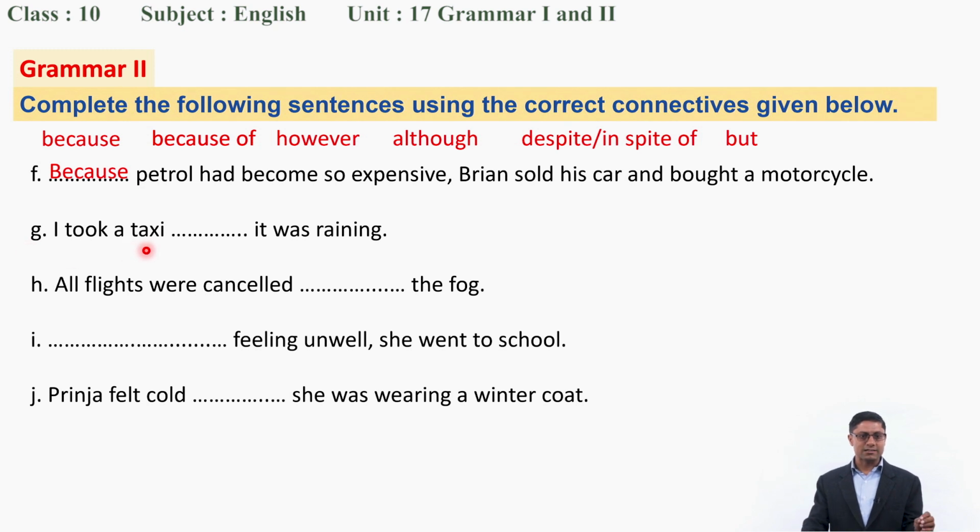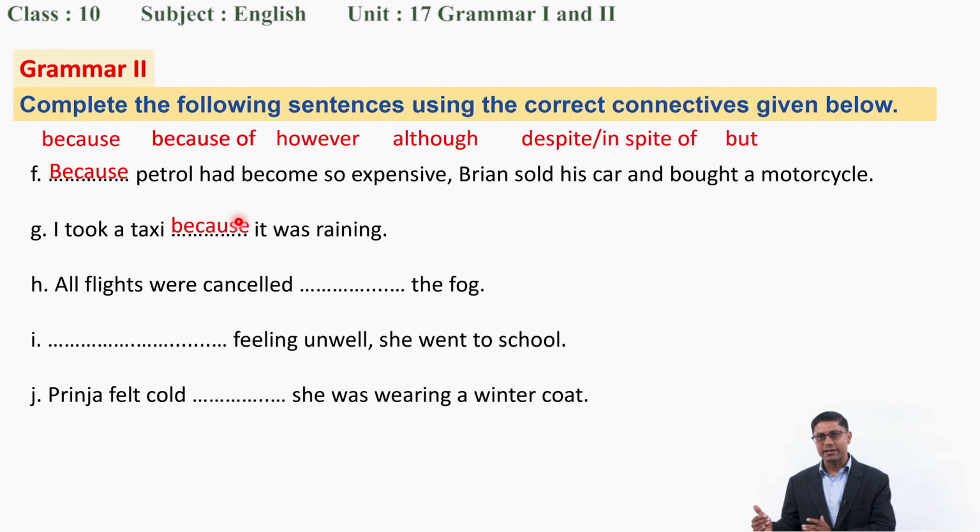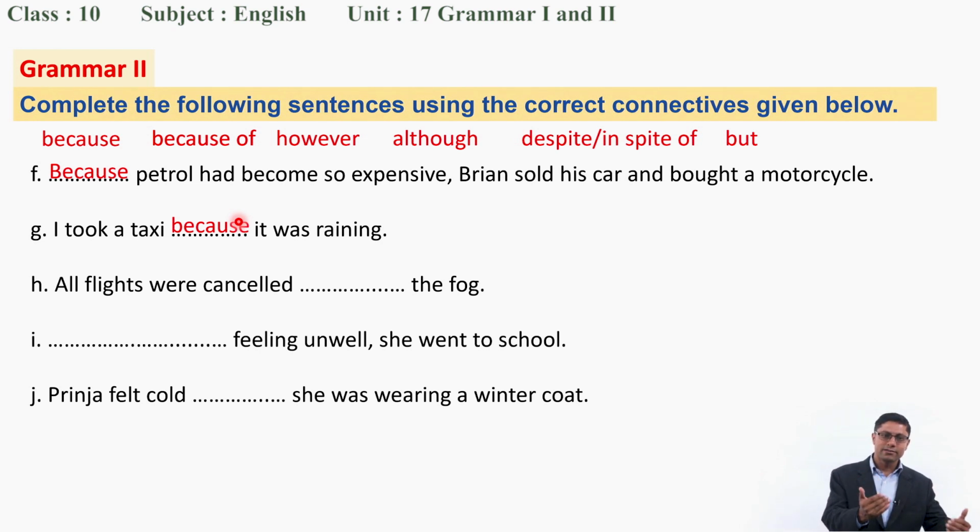G. I took a taxi, blank space, it was raining. What will be there in the blank space? What connective are we going to use? Very good. It's because. I took a taxi because it was raining. This is the reason for taking the taxi.